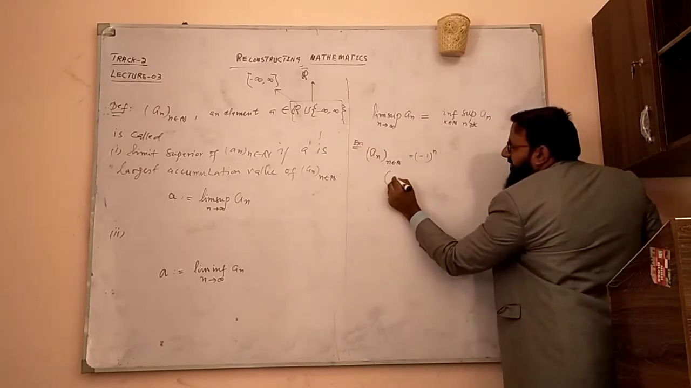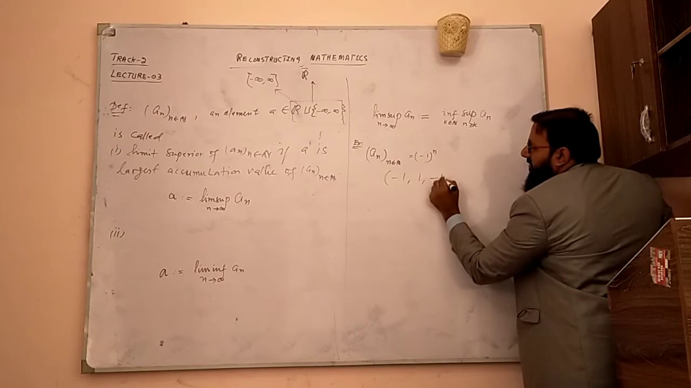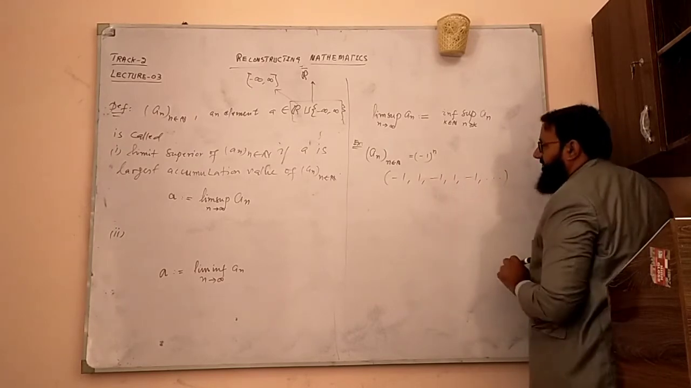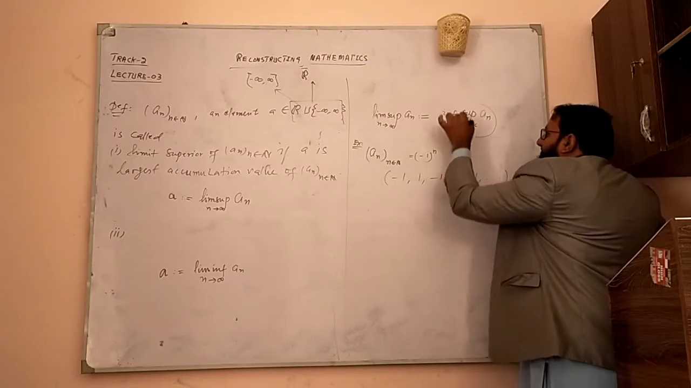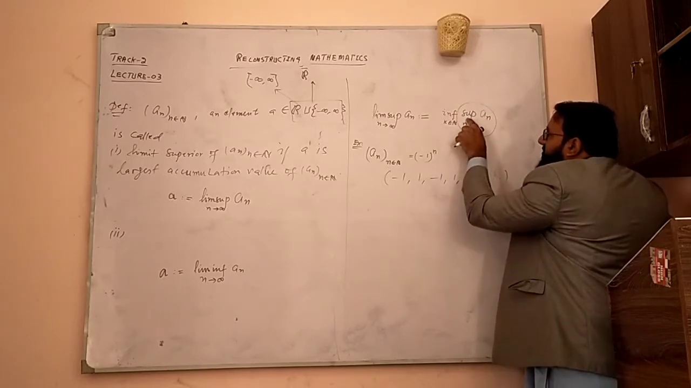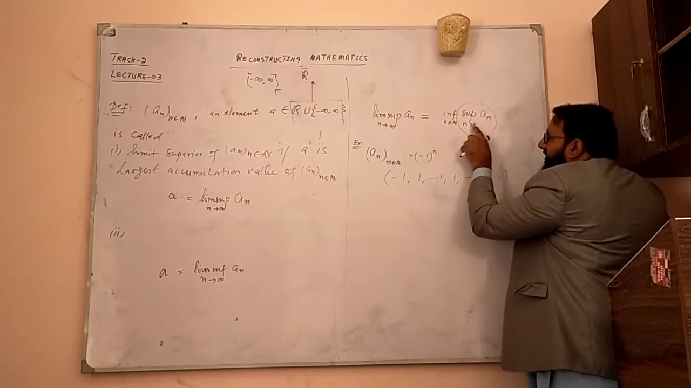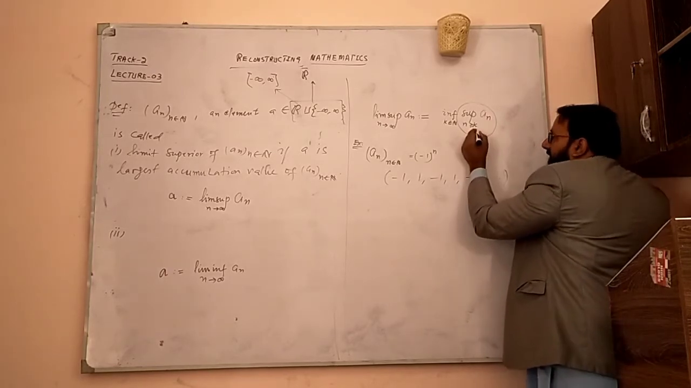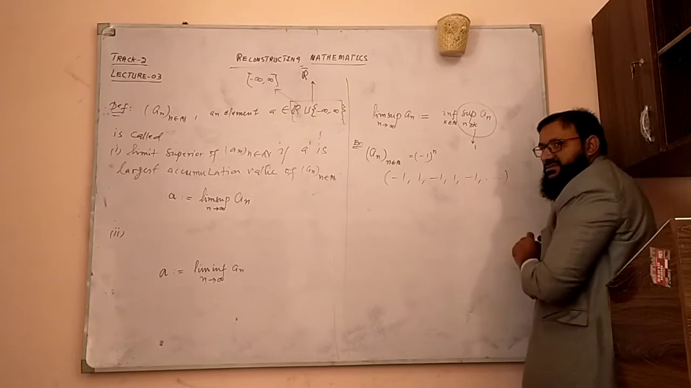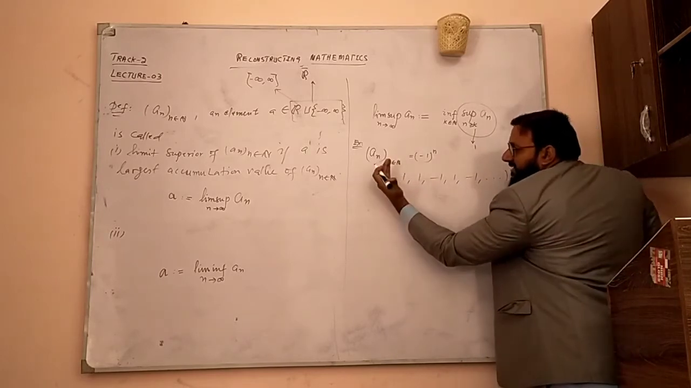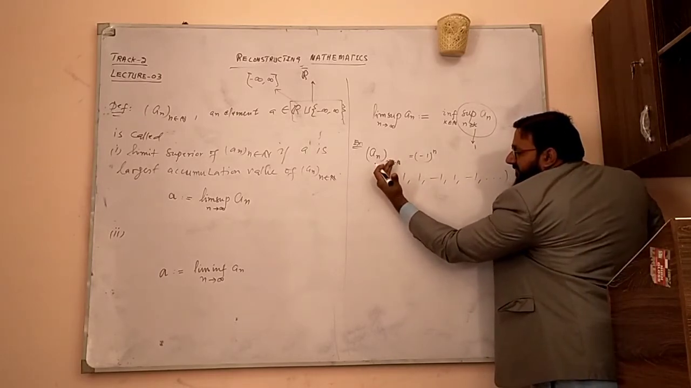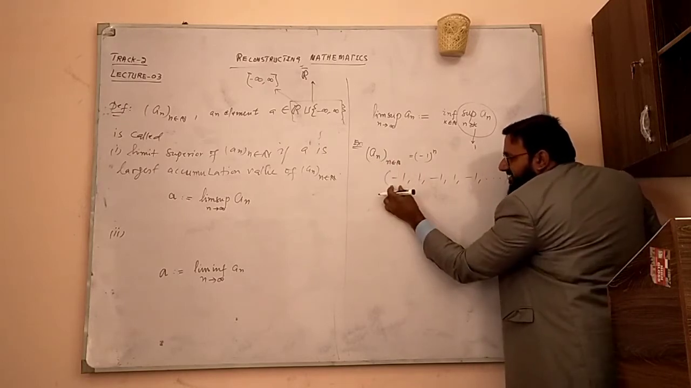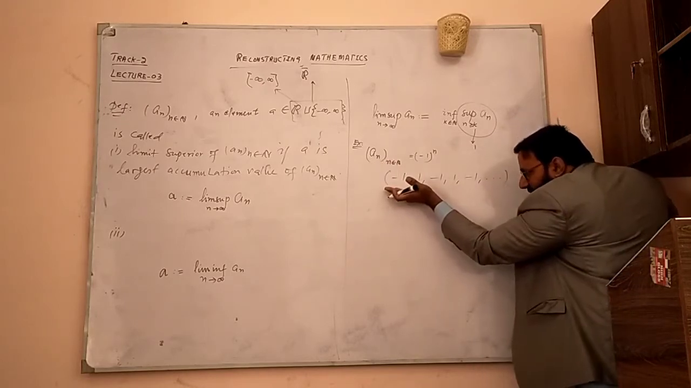My sequence will be -1, +1, -1, +1, -1, and so on. What is this thing saying? It means you take the supremum of your sequence when n is greater than or equal to some fixed k. I will take k to be 1 first. It means you take the supremum of the terms from this one onward. So what is the supremum of this?